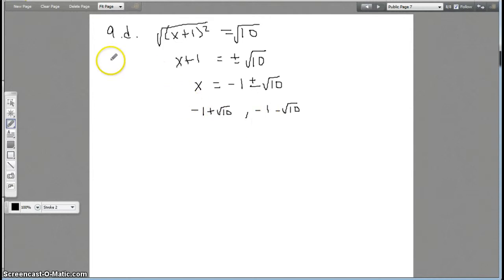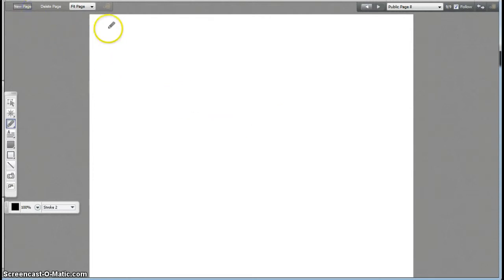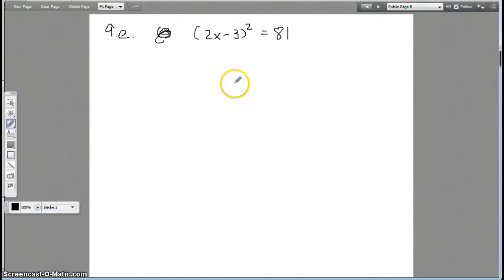So now let's look at one more part from number 9. We're going to look at part E. Number 9E is 2x minus 3 squared is equal to 81. Solving it by the square root method, we will take the square root of both sides. On the left side, we will end up with 2x minus 3. On the right, we're going to have plus or minus 9 because 9 is the square root of 81.